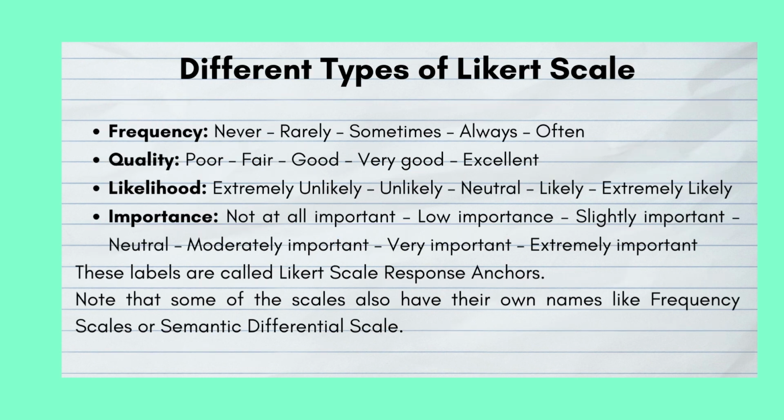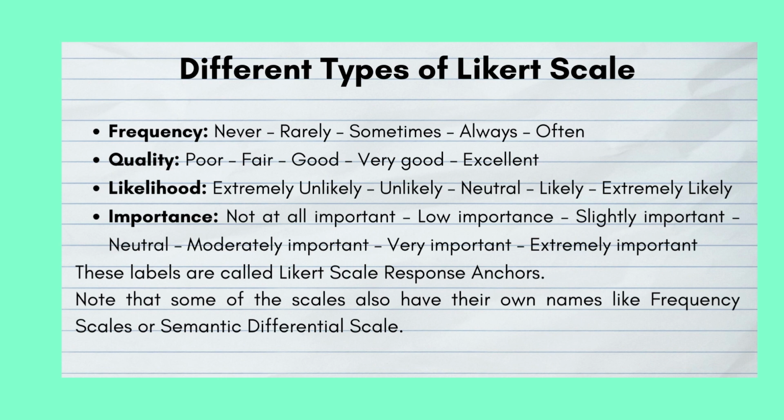There are different types of Likert scale. Frequency, quality, likelihood, importance. The Likert scale doesn't have to state agree or disagree. Dozens of variations are possible on themes like agreement, frequency, quality, and importance. For example, in frequency: never, rarely, sometimes, often, always. In quality: poor, fair, good, very good, excellent.